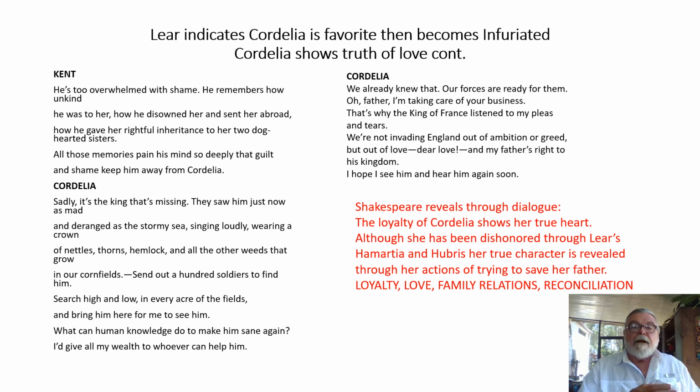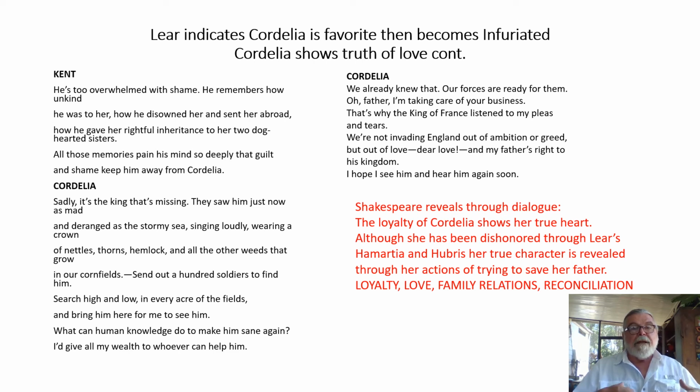Okay, now following the outline of events that I had put for Cordelia, she's been exiled to France, and at this point she finds out what's happened to her father. She's going to marshal troops and go back and help him. And these are the dialogue that develops the theme. So he's too overwhelmed with shame. He remembers how unkind he was to her, how he disowned her.